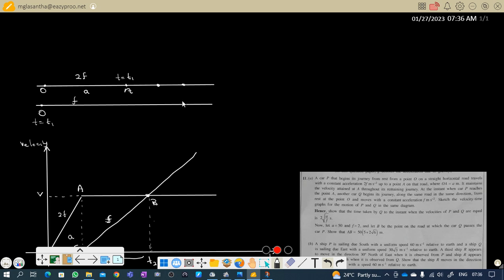You can take that point as t equals t3. That point is capital B. Both cars, both P and Q, are at the same level, right? That point is capital B, on this graph.